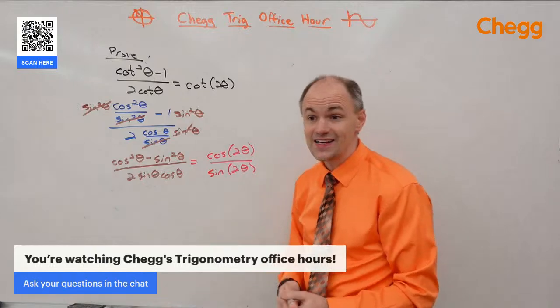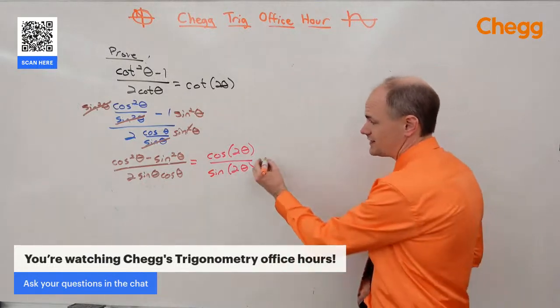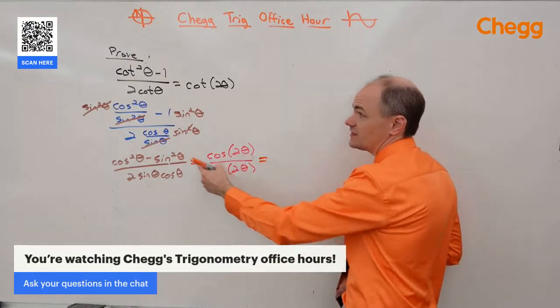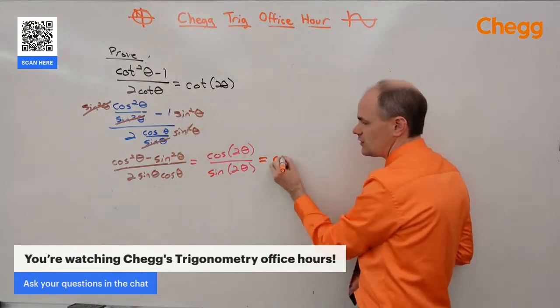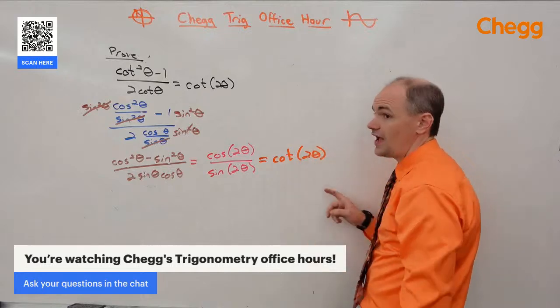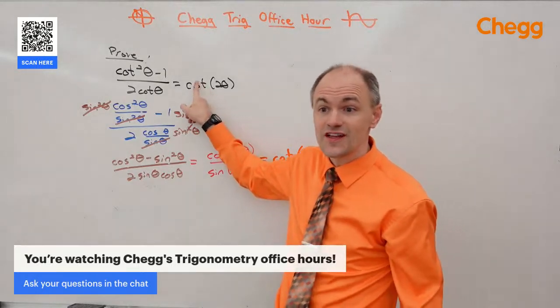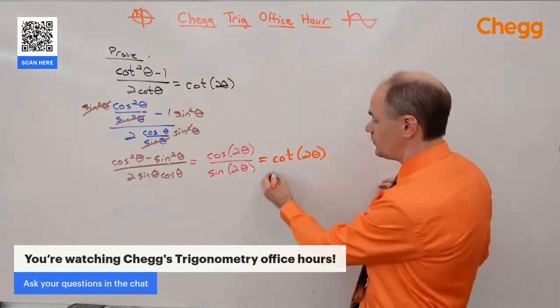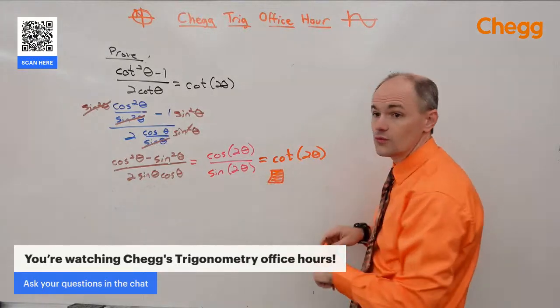Cosine divided by sine is one of our trig identities as well. Cosine divided by sine is the one we used at the very beginning. It's the cotangent of these 2 thetas. And cotangent 2 theta, sure enough, that's what we were trying to prove. So we are done with our proof right there.